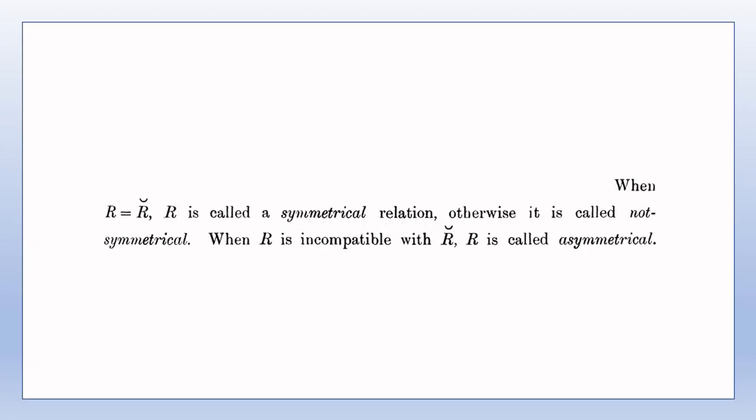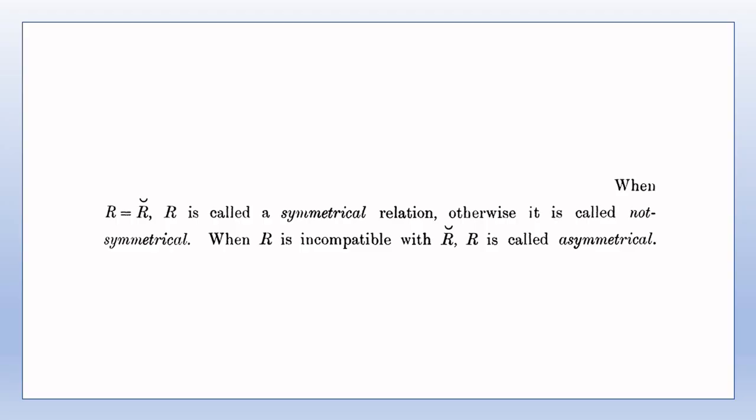On page 251 we read, when R equals R brev, or we might even say now when R equals the converse of R, R is called a symmetrical relation. Otherwise it's called not symmetrical. When R is incompatible with the converse of R, it is called asymmetrical.